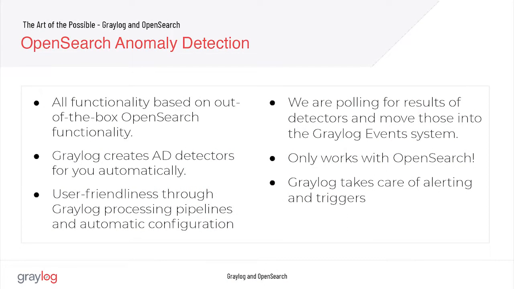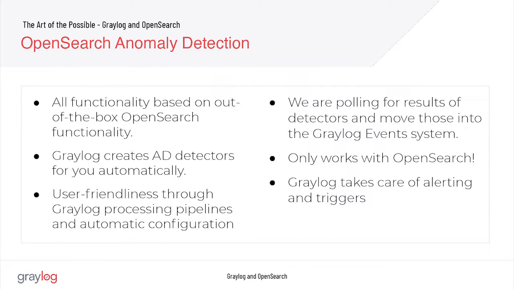Greylog creates anomaly detectors for you automatically. We build these and we configure them in OpenSearch for you. We simply use the OpenSearch API calls for that. We use our processing pipelines and automatic configuration to set this all up for you, which means we're not hiding any of this. This is still just OpenSearch. You can pull this back out using the OpenSearch APIs. You can change the configuration even if you wanted to. But what we do then is this starts to run in your OpenSearch cluster, and we simply regularly pull the APIs, and we pull the events out of that, and then we write that back into our event system.